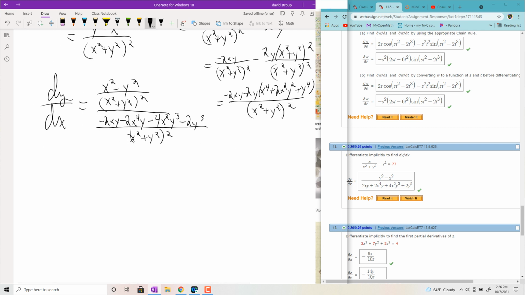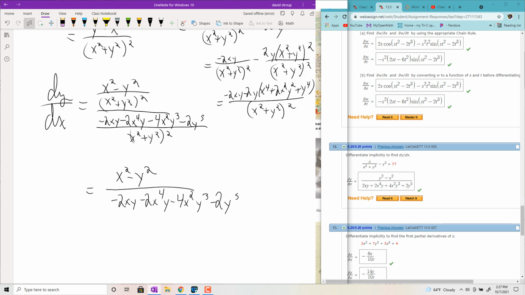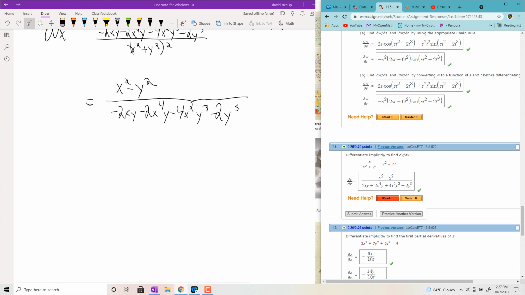Doing reciprocals and a bit of cancellation, you'll just end up with x squared minus y squared all over this negative thing, the negative 2xy minus 2x to the fourth y minus 4x squared y cubed minus 2y to the fifth, that annoying looking thing. Okay. You can see on the right there, I just didn't distribute or factor the negative out of the denominator and put it in the top. They're the same answer.